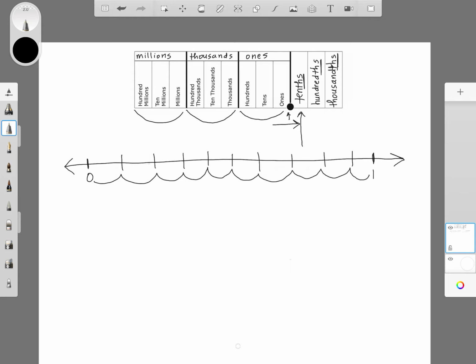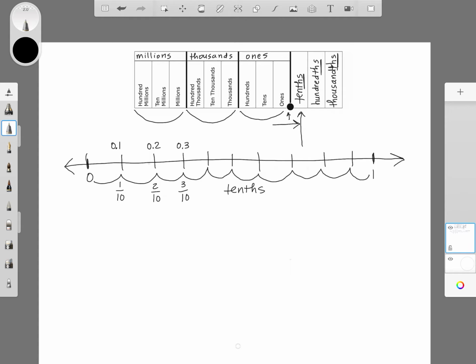Each of these sections is 1/10 of the whole. So we could write that as this is 1/10. Another way to write that is 1/10. And we read both of them exactly the same way. This would be 2/10, 3/10, and all the way across. Those are tenths.